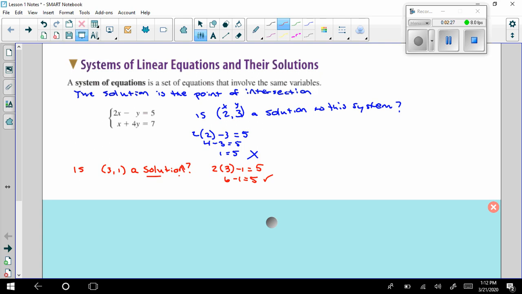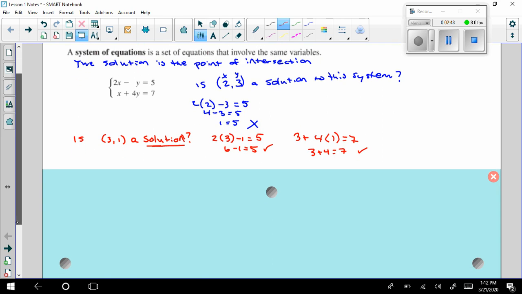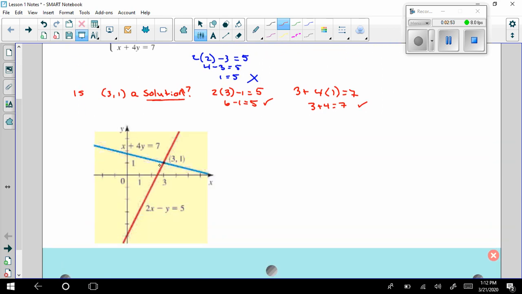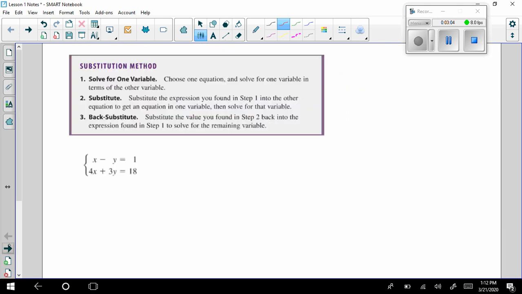And so we also need to check it in the second one. So we'll do 2 plus, 3 plus 4 times 1 is equal to 7. So 3 plus 4 equals 7, which is true. And so since it works in both of them, that is indeed a solution to the system. So if you were to graph these two equations, you would see that the point (3, 1) is this point here where those two lines cross. And so it is your solution to that system.